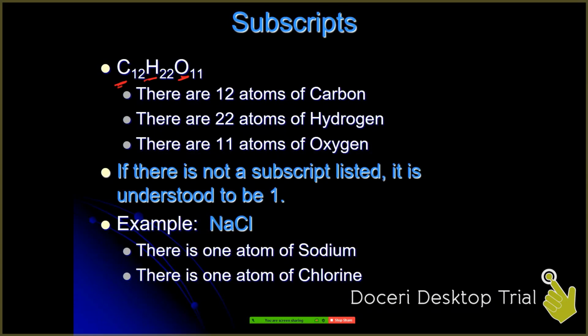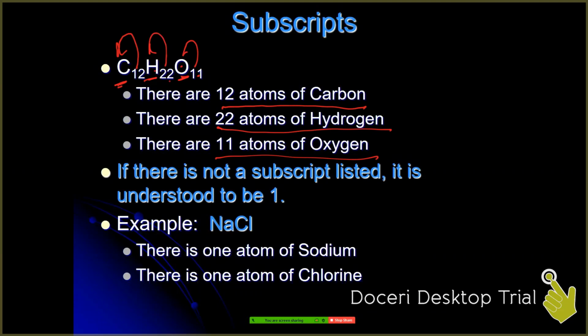So once again, they affect the element that's in front of them. So if that's the case, I would have 12 atoms of carbon. The 22 affects the hydrogen, 22 atoms of hydrogen. The 11 affects the oxygen, so 11 atoms of oxygen. If there is not a subscript listed, like I said, then we assume it's a 1.